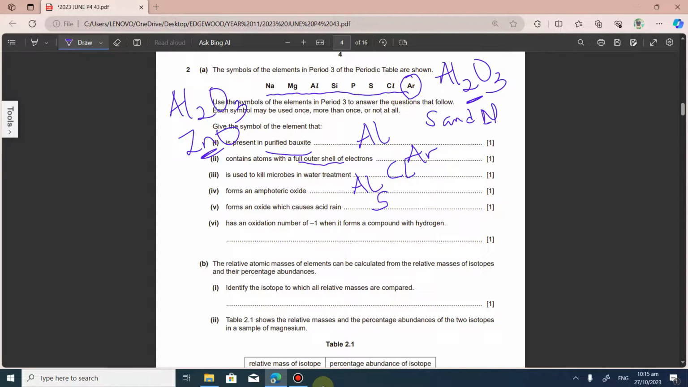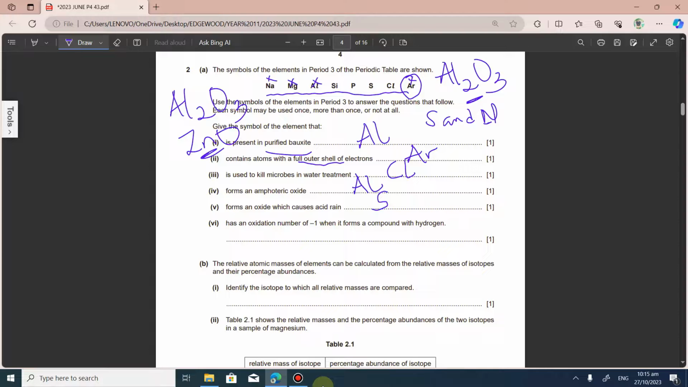Which one has an oxidation number of -1 when it forms a compound with hydrogen? So which of them has an oxidation number of -1? So all the metals are excluded. So this is not there, this is not there, this is not there. And the noble gas, of course, will not. So which element do you think has an oxidation number of -1?